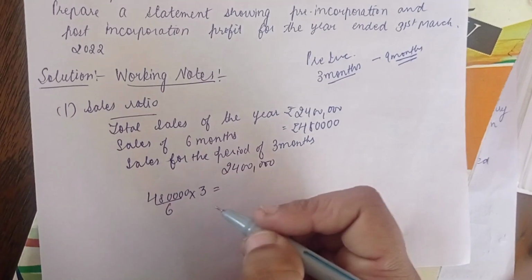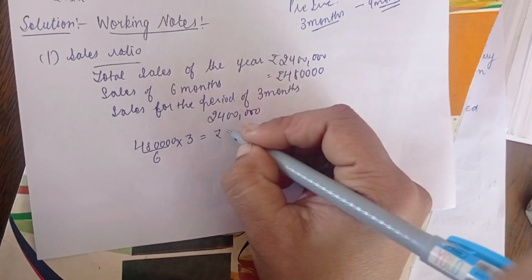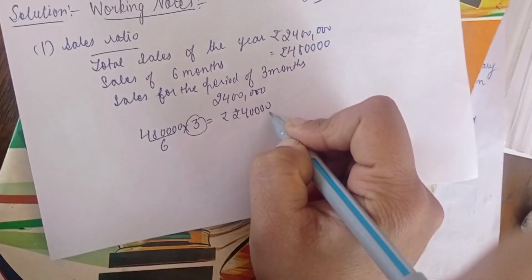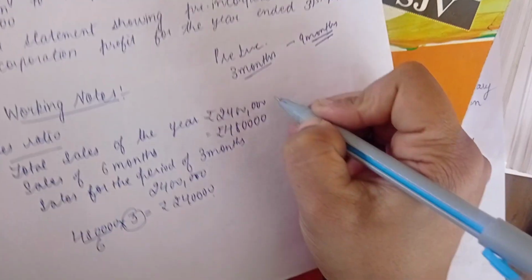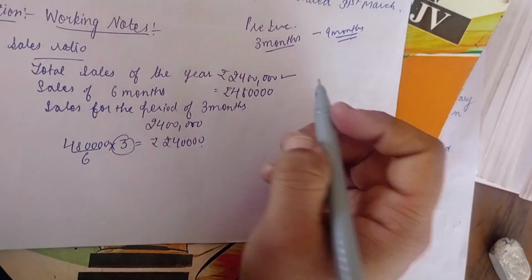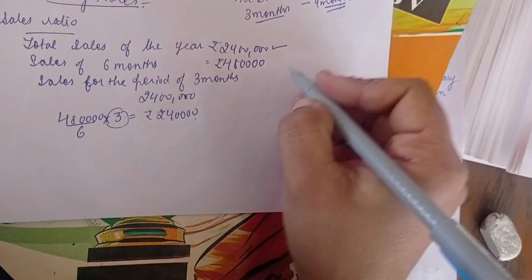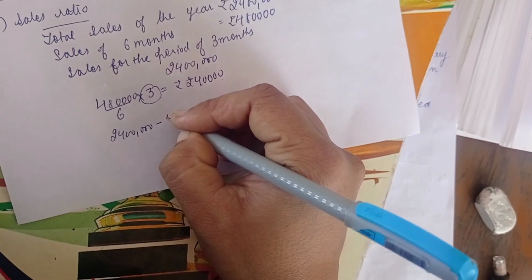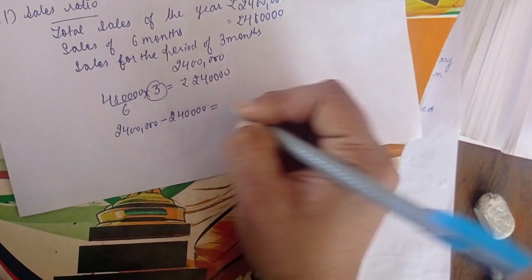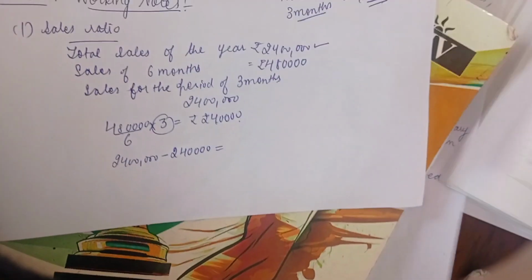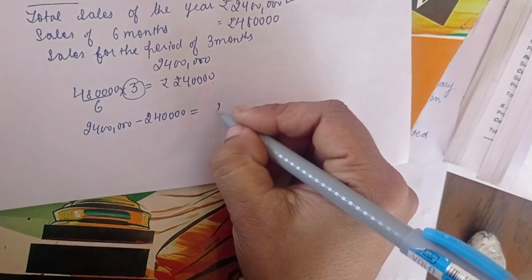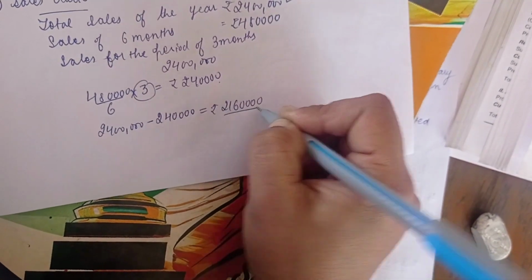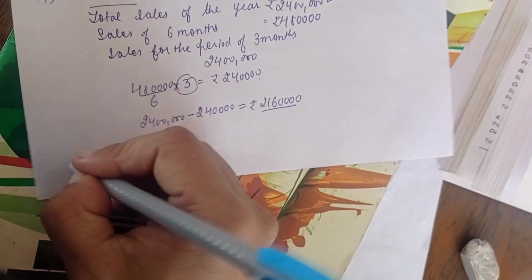Now we can calculate this. The amount is 2,40,000 rupees. Now the sales of 3 months is 2,40,000 rupees, but we have total sales of 24 lakh rupees, and we have to calculate the remaining 9 months. So we subtract total sales minus sales of the first 3 months, right? The answer will be 21,60,000 rupees, right? Now we can calculate the time ratio.